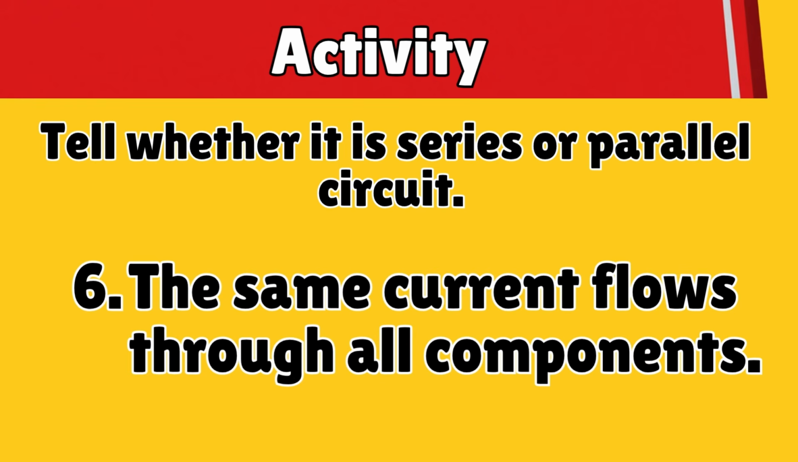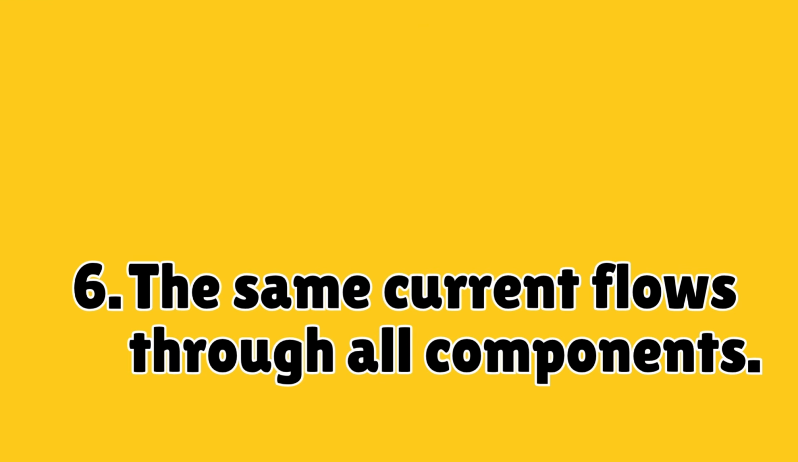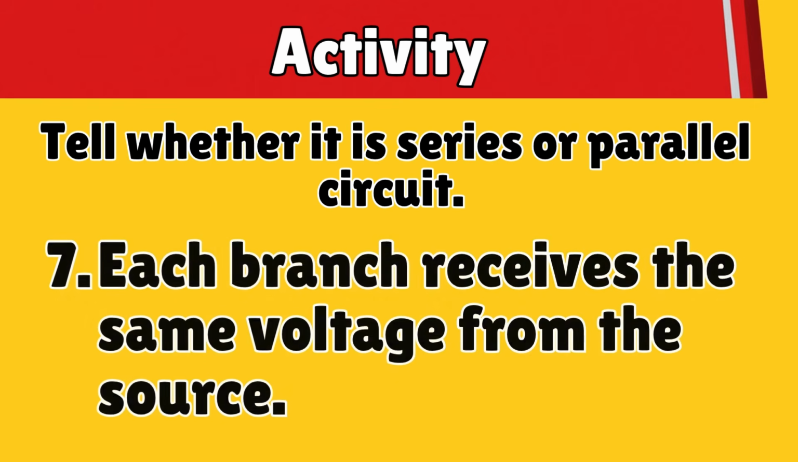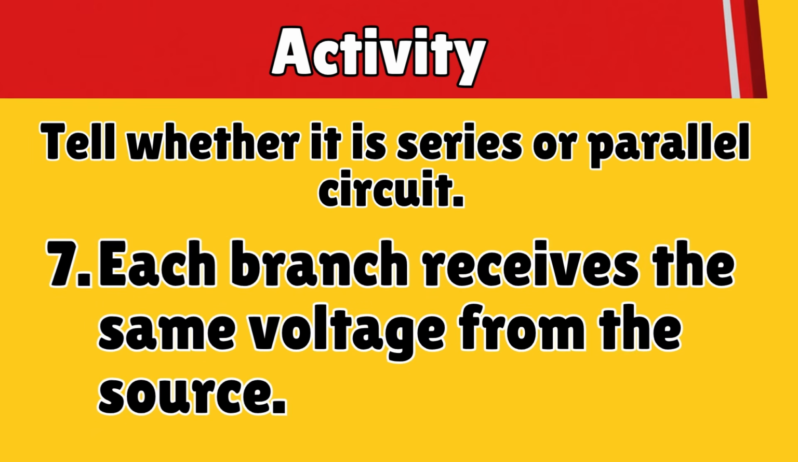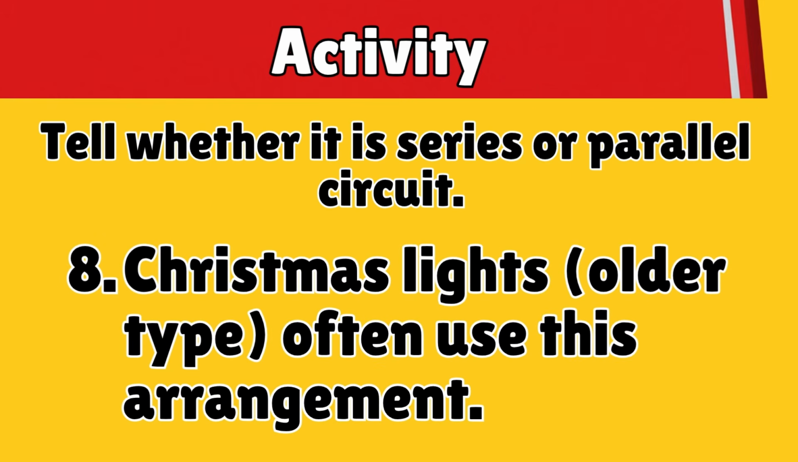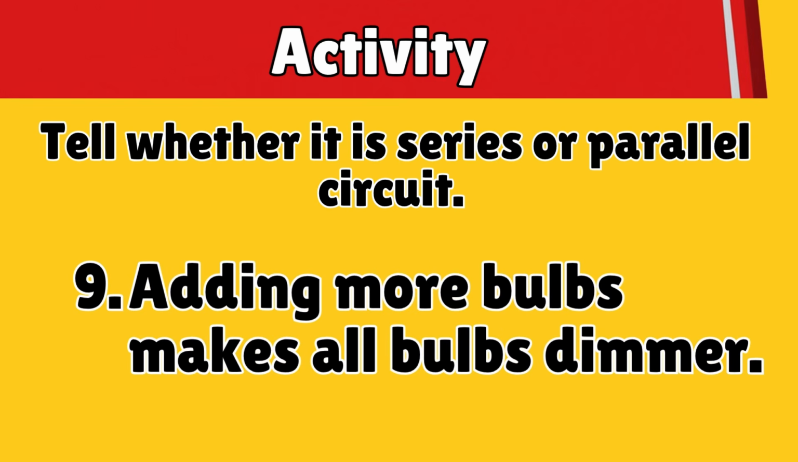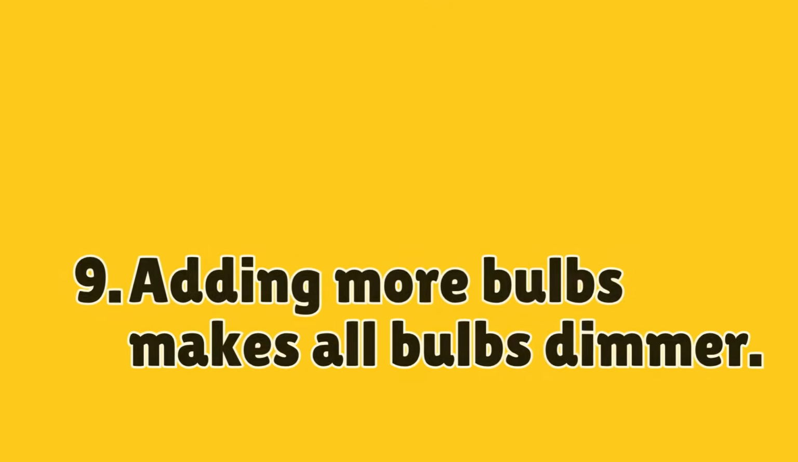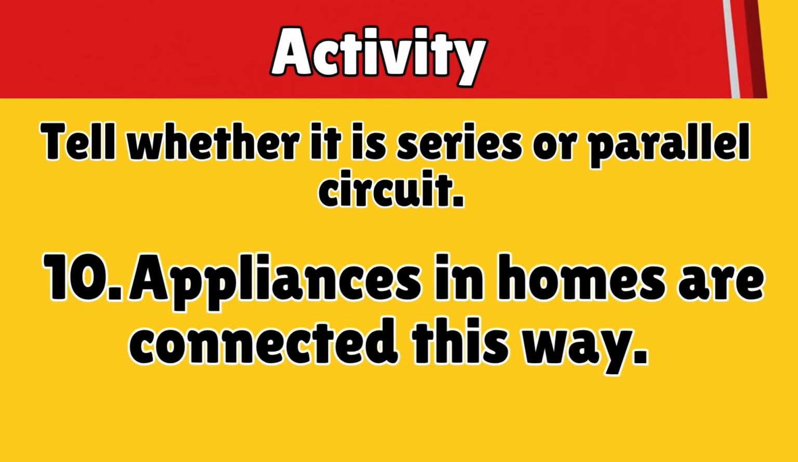Number 6. The same current flows through all components. Number 7. Each branch receives the same voltage from the source. Number 8. Christmas lights, the older type, often use this arrangement. Number 9. Adding more bulbs makes all bulbs dimmer. And number 10. Appliances in homes are connected this way.